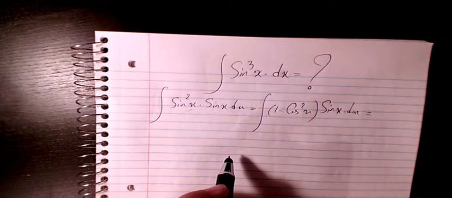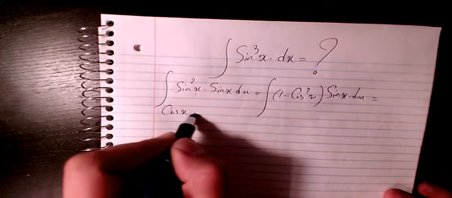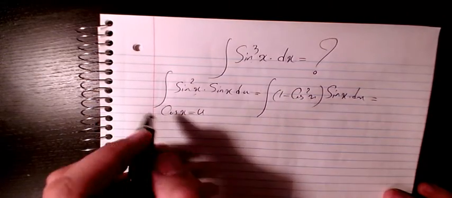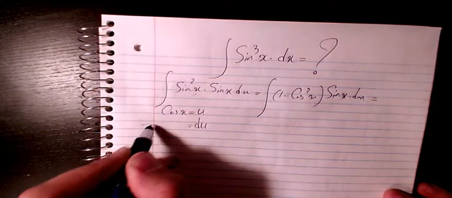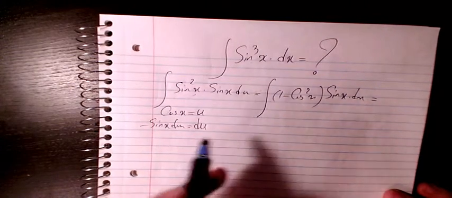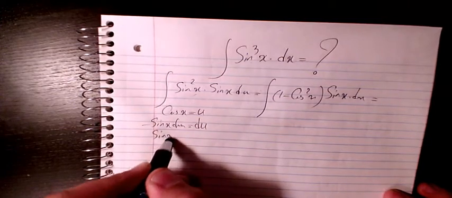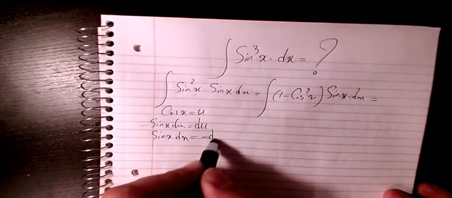And then I will have a variable change. So instead of cosine x, I will define u. So du will be negative sine x dx. So sine x dx will be negative du.